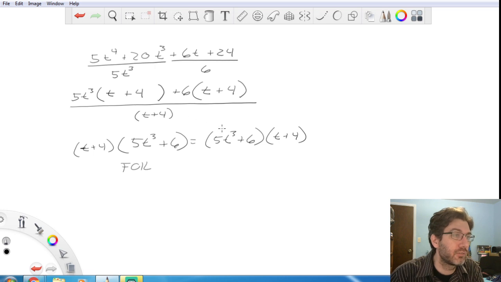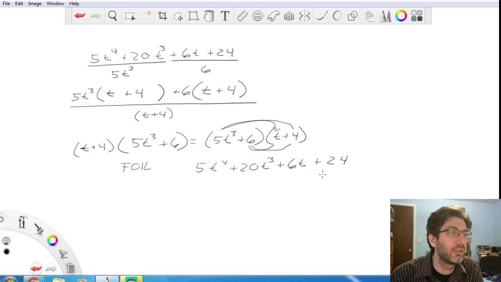FOIL it to check, so 5t to the 3rd times t gives you 5t to the 4th. 5t to the 3rd times 4 gives you a positive 20t to the 3rd. 6 times t gives you a positive 6t. 6 times 4 gives you a positive 24. And you can see we went back to our original there.